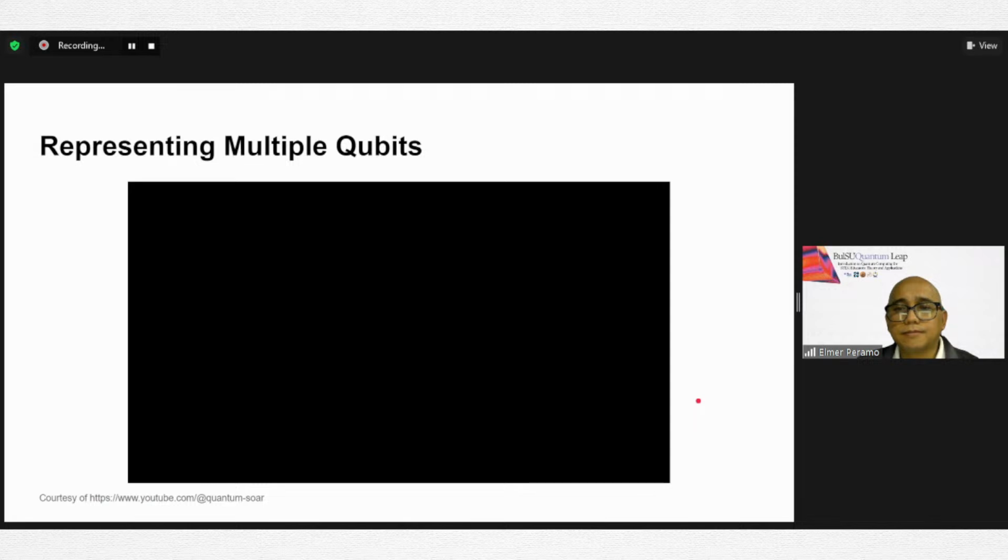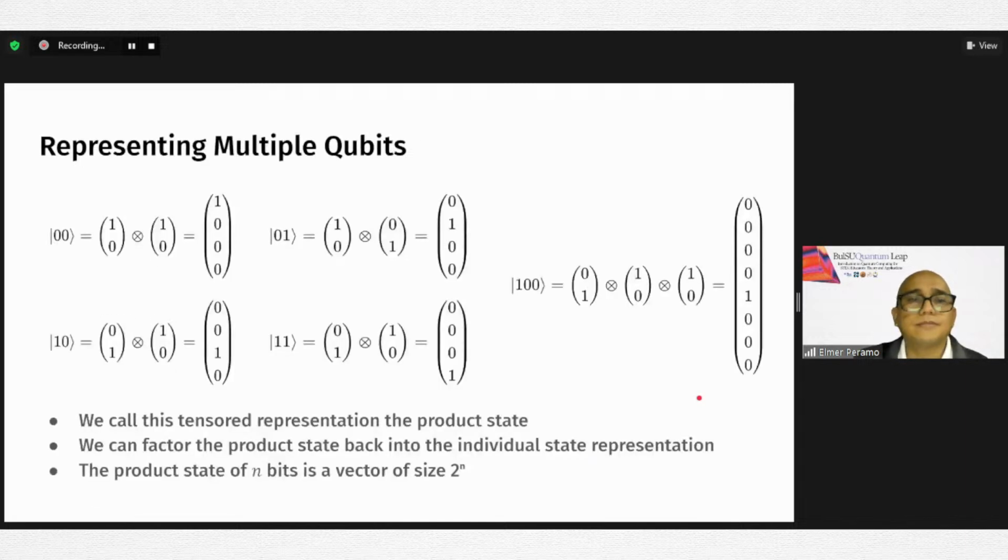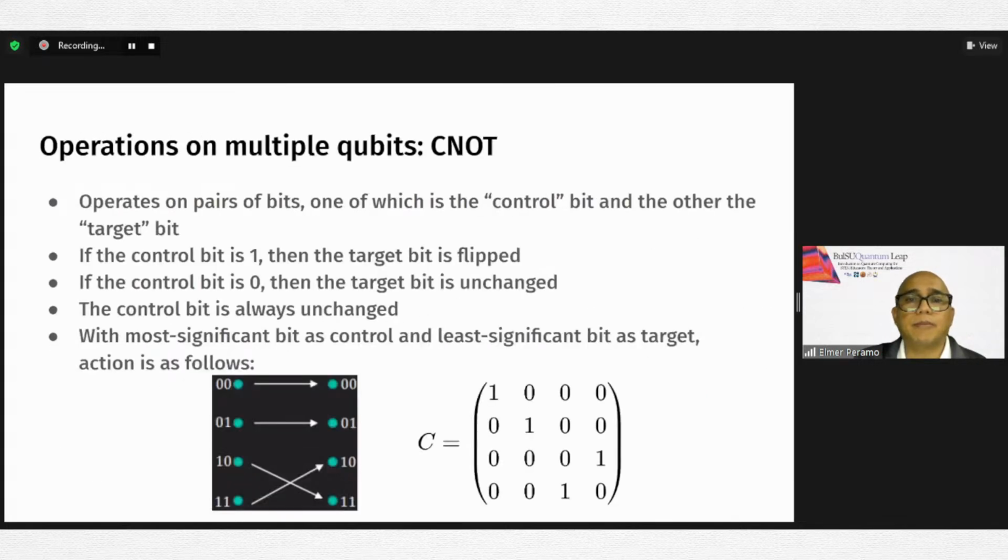We also have some shorthand notation you will sometimes see. If we have n zeros, we can write it like this, which means 0 tensor with itself n times. So this state would be shorthand for 5 ones. Okay, so that's how we represent multiple qubits using tensor product.